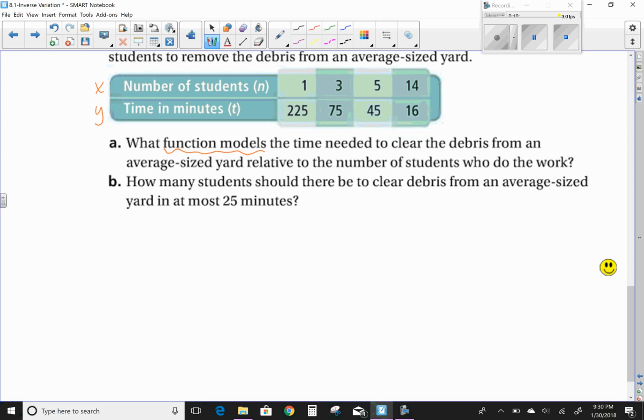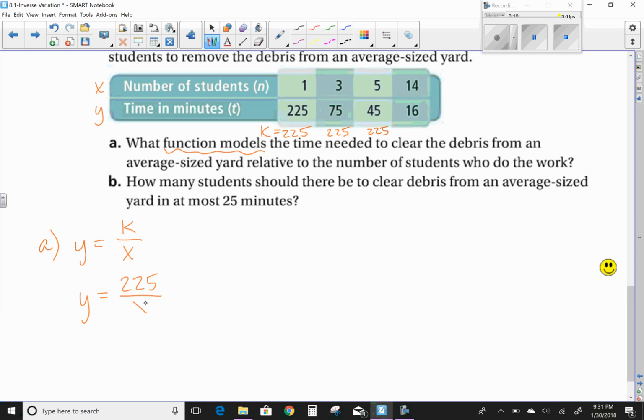So if I'm trying to figure out what kind of function I have, I'm going to first multiply the numbers. 225 times 1 is 225. And 3 times 75 is 225. 5 times 45 is 225. So we're good with the fact that I multiply, that is my k value. And if I multiply and get the same thing, then I'm going to know that that is an inverse variation. So that means y equals k over x. And we just figured out that k was 225.